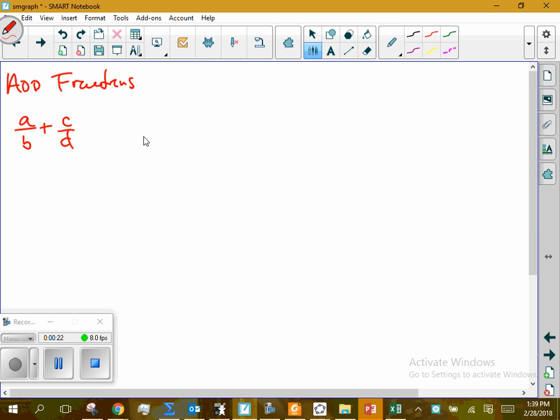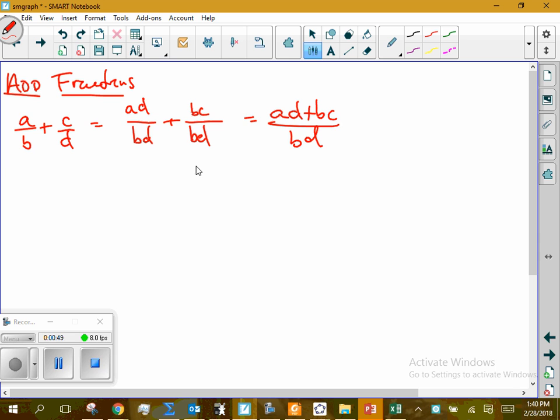What would my common denominator be? BD. Okay, B, D, and then BD over here, right? So I would need to multiply the top over here by D, and I need to multiply the top over here by B. Okay? So that's how we add fractions. You need a common denominator. Then we can rewrite this as AD plus BC all over BD. I'm just going to give you the generic formulas here.